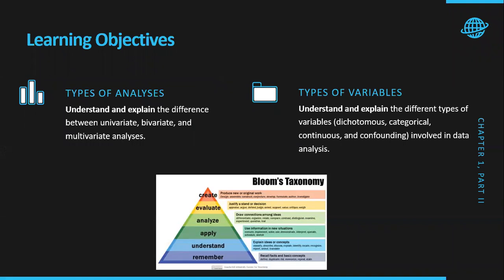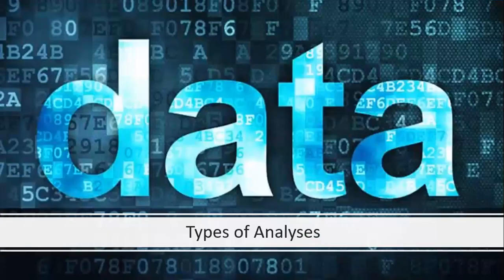In terms of learning objectives, by the end of this video, you should be able to understand and explain the difference between univariate, bivariate, and multivariate analyses. In addition, you should also be able to understand and explain the different types of variables, which include dichotomous variables, categorical and continuous variables, and confounding variables. So let's begin by discussing types of analyses.